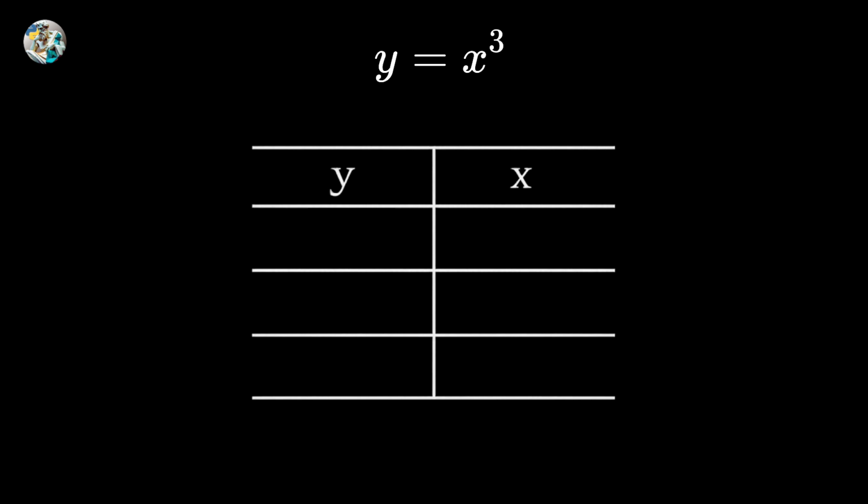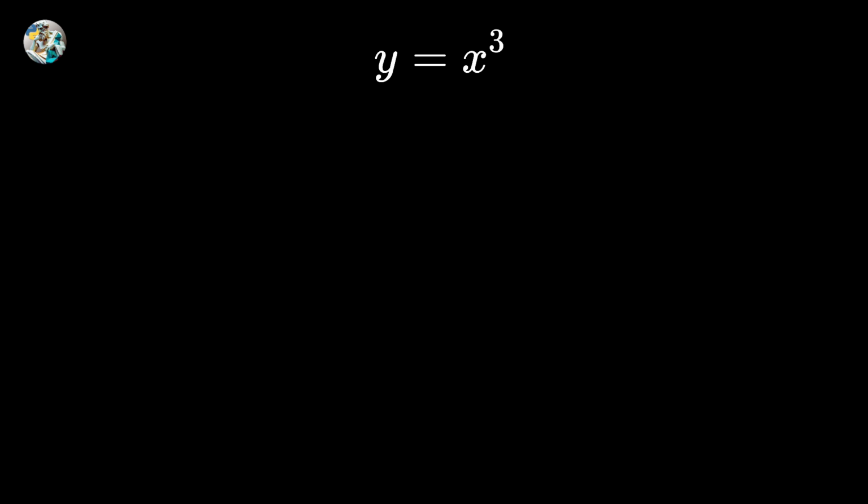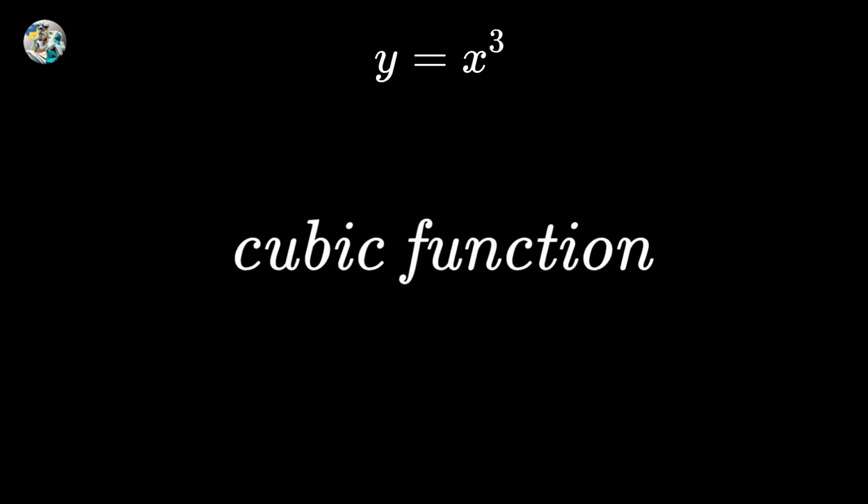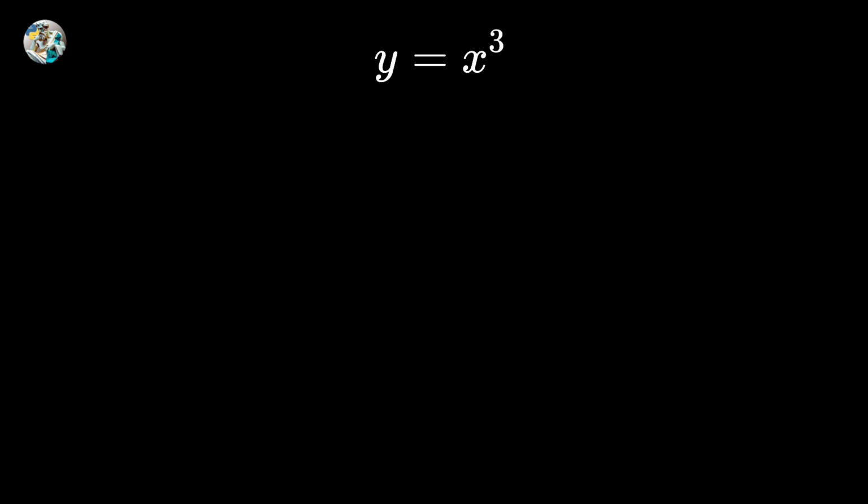Now let's move on to this function, y equals x cubed. What do you think it looks like? Well, 1 and 1 cubed, which is 1 again, 2 and 2 cubed, which is 8, and so on. This is called a cubic function. When graphed, it should look something like this.